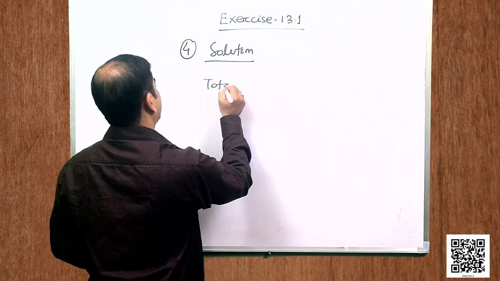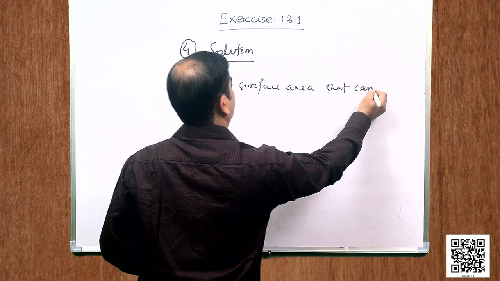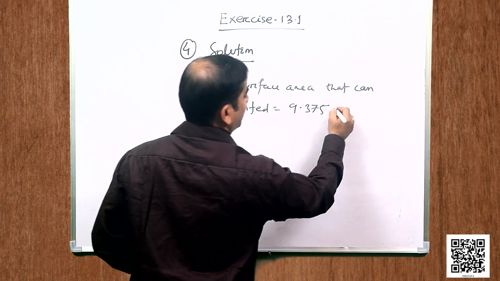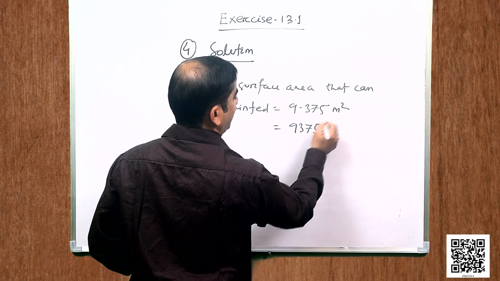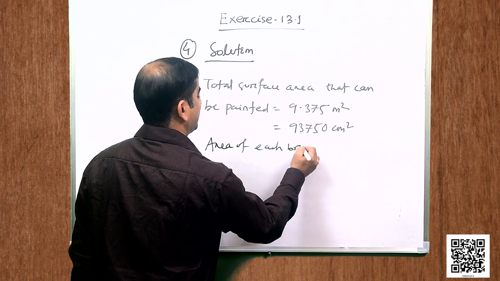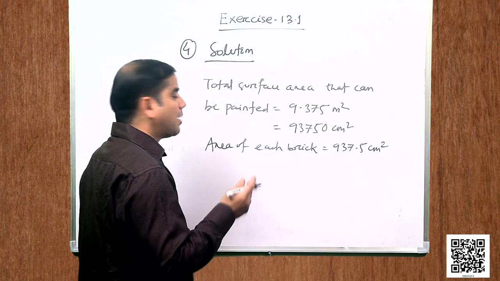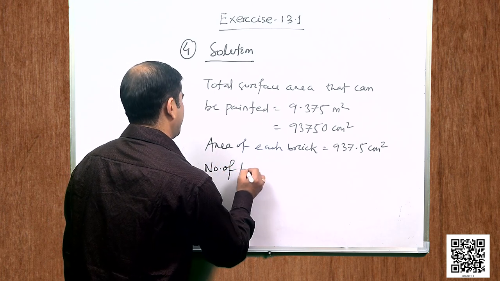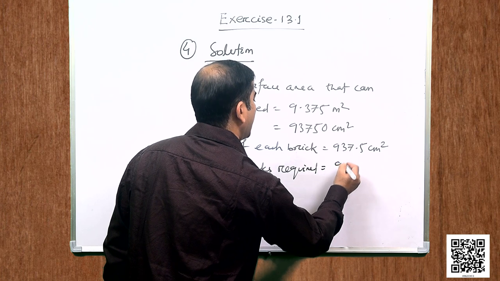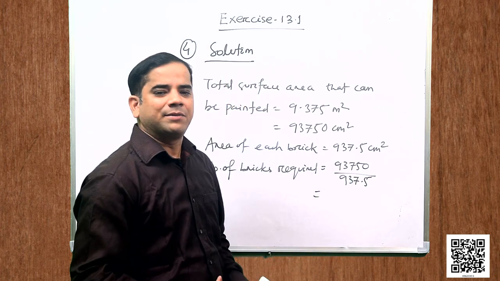So, total surface area that can be painted is equal to 9.375 meter square, that is equal to 93750 centimeter square. Area of each brick is equal to 937.5 centimeter square. So, to find out the number of bricks required, number of bricks required is equal to 93750 divided by 937.5, that gives us 100 bricks.